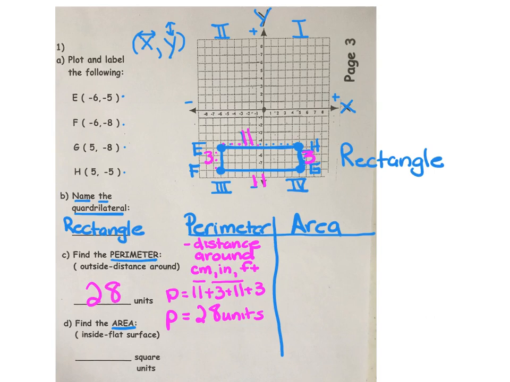Area is a different measurement of this rectangle. Area is a measurement of the flat surface on the inside of the figure. We measure area in square units. That's what a square unit looks like.